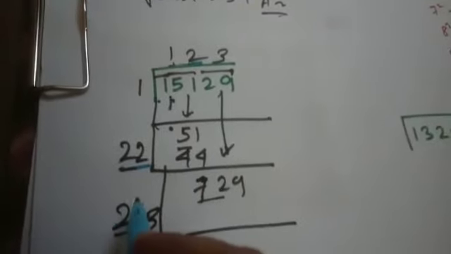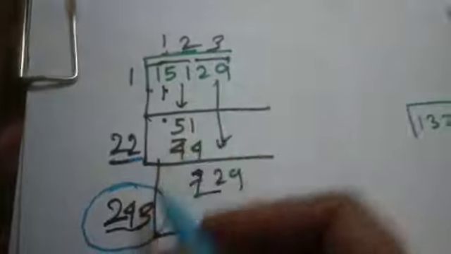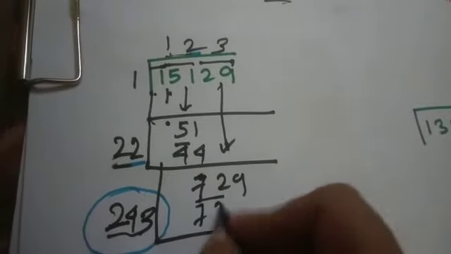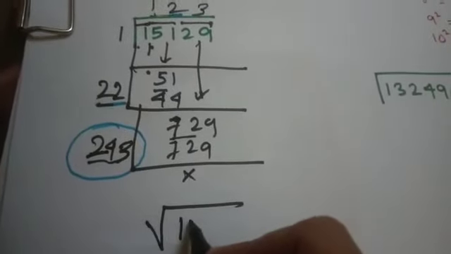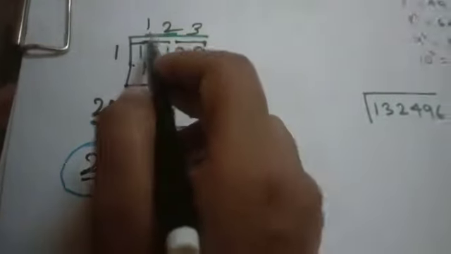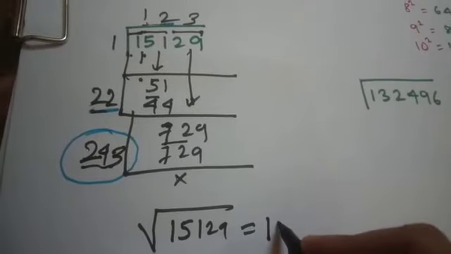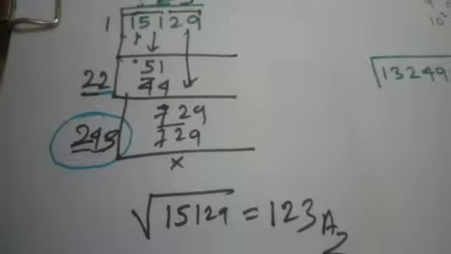And the process is the same. This number is 243 and this number is 3. So we multiply 243 by 3, which equals 729, and hence they cancel. And so the answer is square root of 15,129 equal to 123. Square root of 15,129 equal to 123. This is the answer.